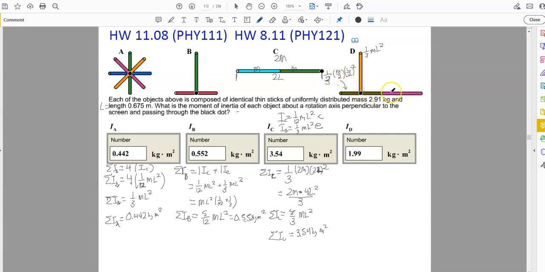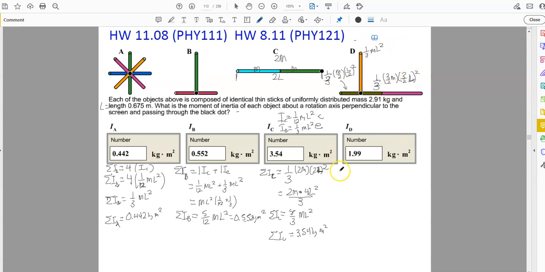This next one is a full rod plus a half rod spun about the end. So that's 1/3, and that's a full rod plus a half rod. So it's got 3 halves the mass, but it's also got 3 halves the length that we're going to square. That's 3 halves L squared. Clean that up a little bit. This is just supposed to be an L. It's 3 halves L squared.